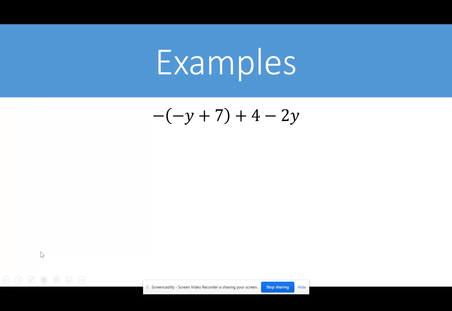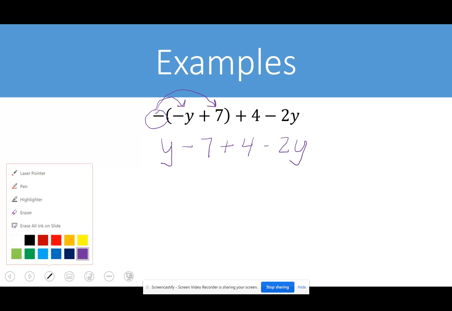For this example, we have some distributing to do before we combine any like terms. If you see, we have this negative sign, so it's just like a -1 right in front of the parentheses. You want to multiply everything in the parentheses by -1. So -1 times -1y becomes positive 1y. -1 times positive 7 is -7. And then you can just copy all your other terms down. And now we'll combine our like terms.